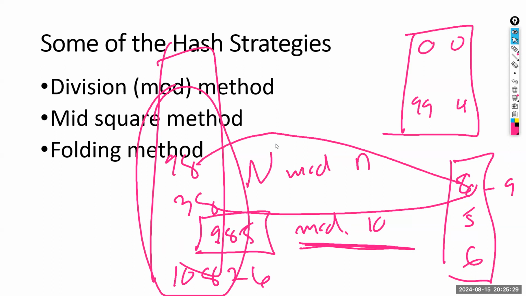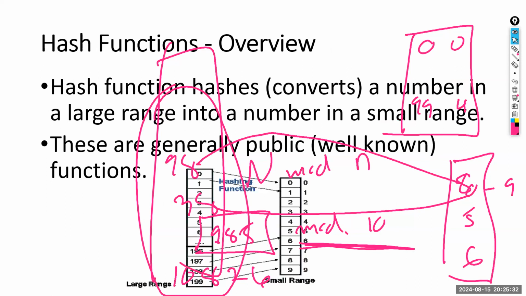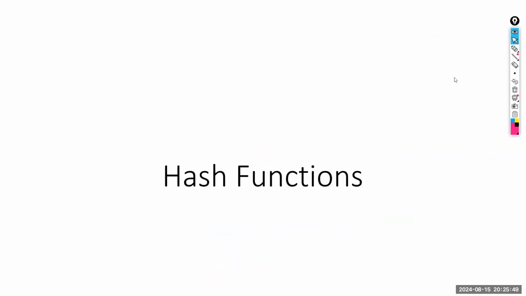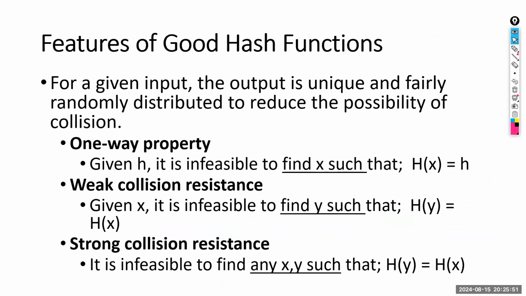Now let's look at features of some good hash functions. So we did look at 3 properties. That is one-way property, weak collision resistance, and strong collision resistance.